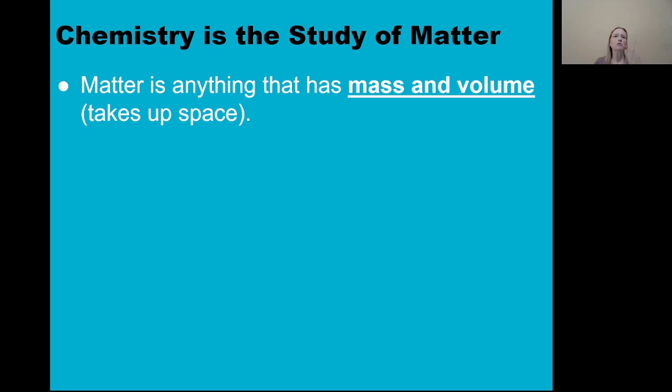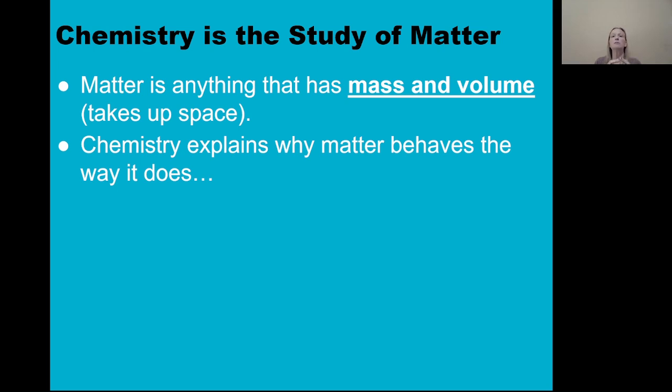So I want to talk about what chemistry is and why we're going to study it the way we're studying it. So first of all, chemistry is the study of matter. And matter is just anything that has mass and volume. Mass is just how much stuff is in something. So if you put an object on a balance and you see that it has a mass of 30 grams, then that's its mass. Volume is how much space something takes up.